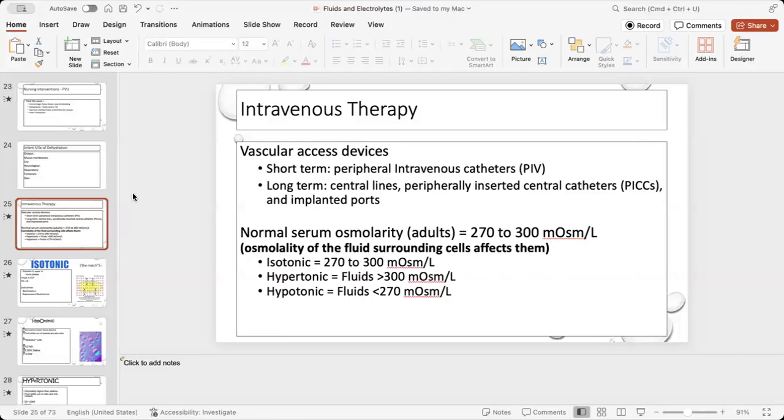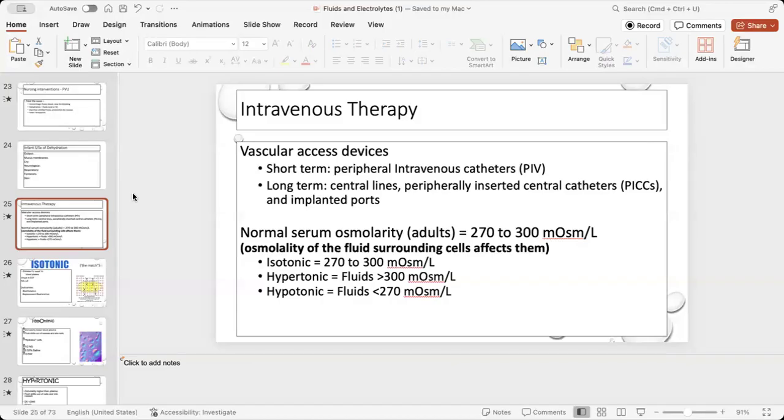If you look on page 258 in the new version of the book, it talks about the different osmolarity of common IV solutions. The normal osmolarity of blood is about 270 to 300. Sometimes you'll see osmolarity, osmolality. I just use those interchangeably.